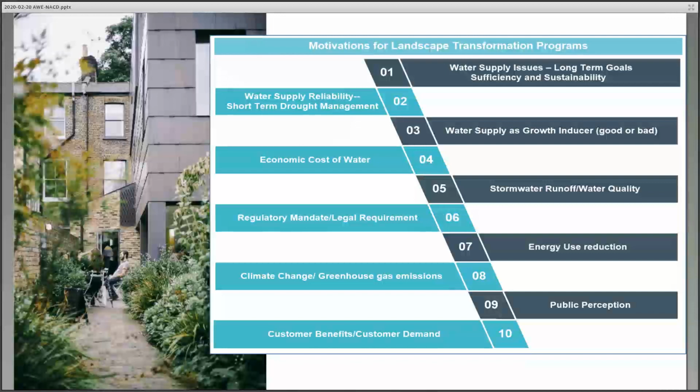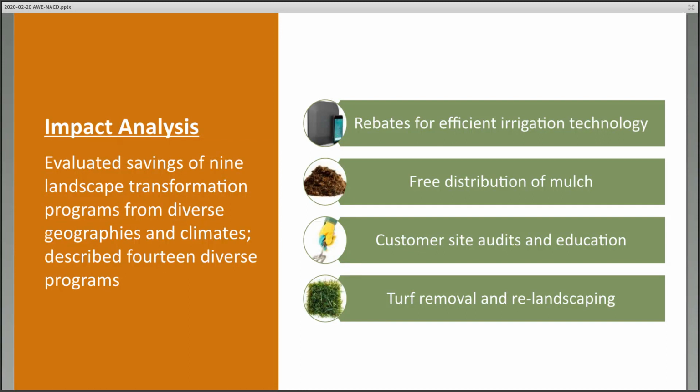There are many motivations to undertake a landscape transformation program for a community. And here are a number of those different motivations. And I'm not going to read through the list, but at the top are water supply issues and water supply reliability. Or, growth may be causing expansion of a supply or capacity. And conserving water outdoors can really help with those issues. As I noted earlier, it's really that peak season that drives our capacity need. And so reducing water during the peak is very important.